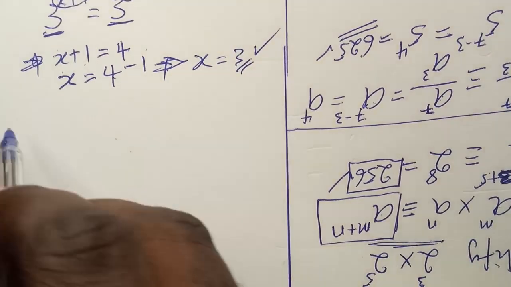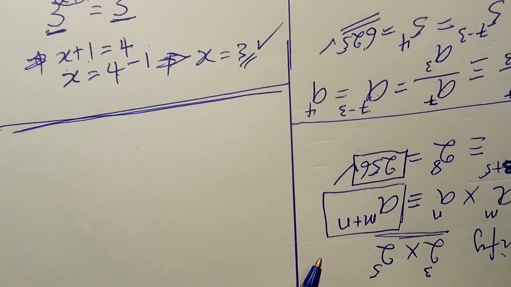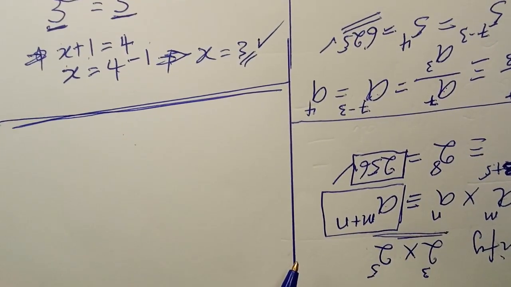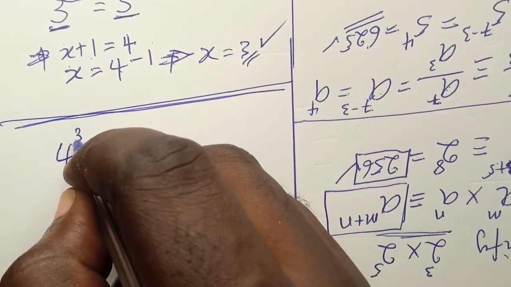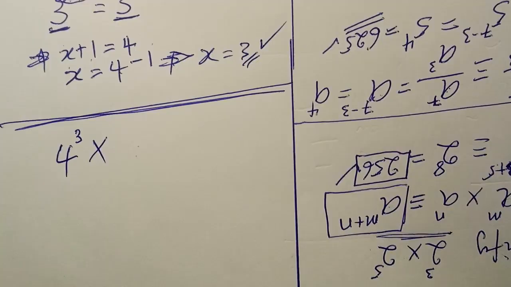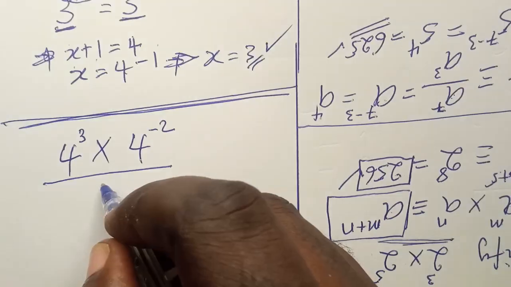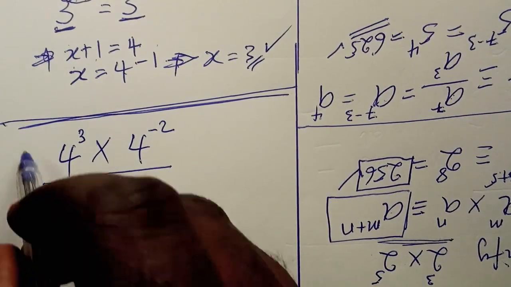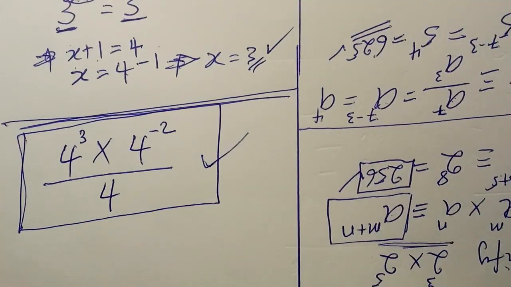Now I would like to give one for you to try as an assignment, and we are going to solve it in the next tutorial. It's going to be 4 to the power 3 times 4 to the power minus 2, divided by 4. I would like you to try this, and in the next tutorial we are going to solve it.